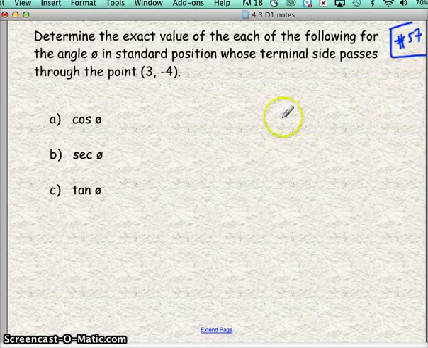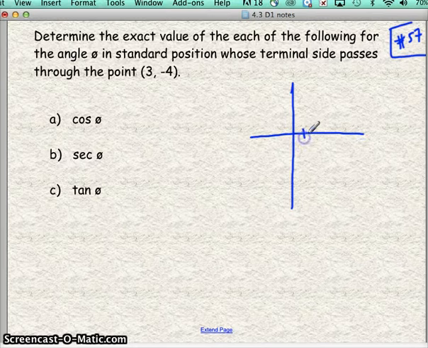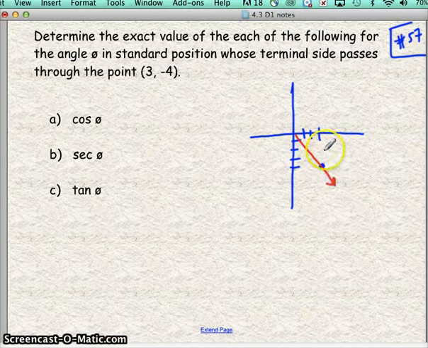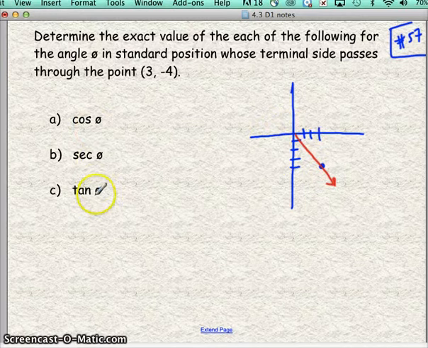Okay, on this particular problem, we've got a point at 3, -4. We've got a dot at 3, -4. And it says that this is representing an angle in standard position whose terminal side passes through the point 3, -4. What we need to do is find cosine, secant, and tangent of that angle.